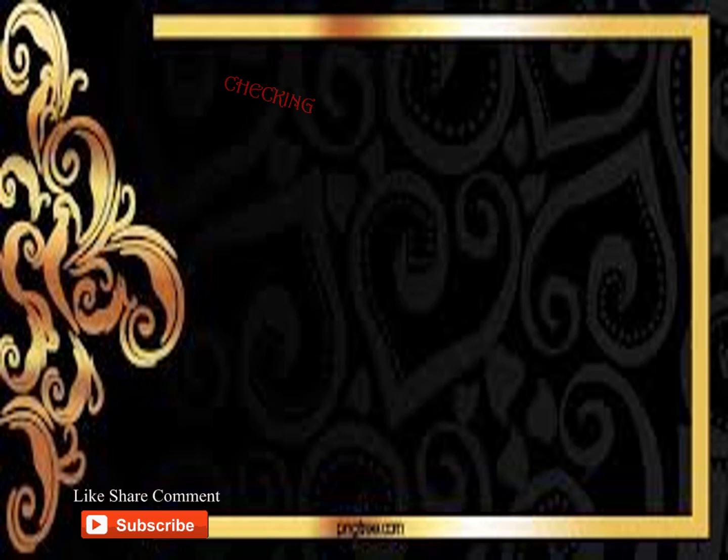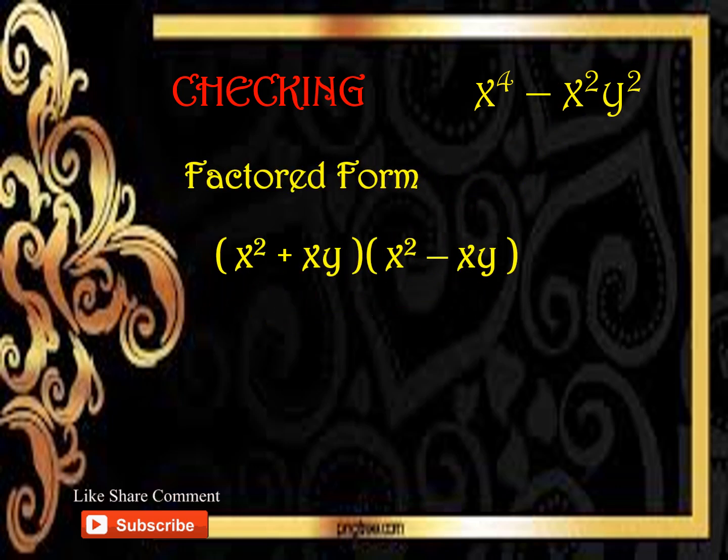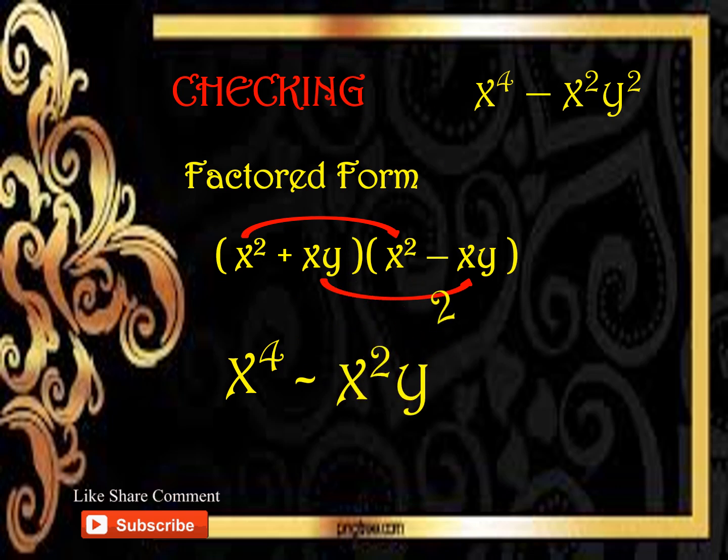So checking. x raised to 4 minus x squared y squared has a factored form of quantity x squared plus xy times quantity x squared minus xy. So let's multiply the first term. x squared times x squared equals x raised to 4, and we'll multiply the last term. xy times negative xy, we have negative x squared y squared. So our answer is correct.